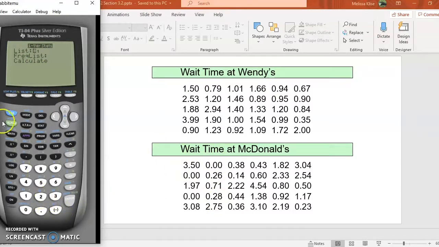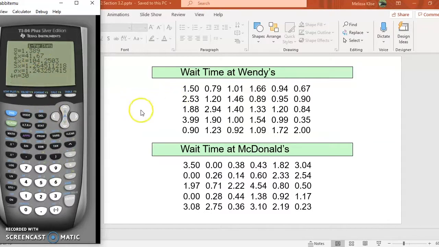So you can see down here, on the number 2, right above it in blue, nice and pretty, it says L2. So if I hit second, and then 2, this tells me choose the data from the L2 list. So I took the data from the L2 list, and you can see the McDonald's wait times are approximately 1.265. So I have my standard deviation for McDonald's, 1.265.